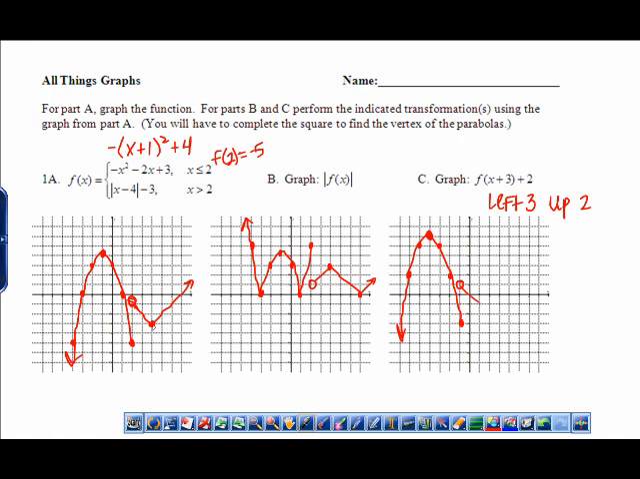My vertex, which was at (4, negative 3), over 3, up 2, and there we go. Okay, so that was just a kind of a review of piecewise functions, parabolas, absolute value, basic transformations, and the absolute value transformation.